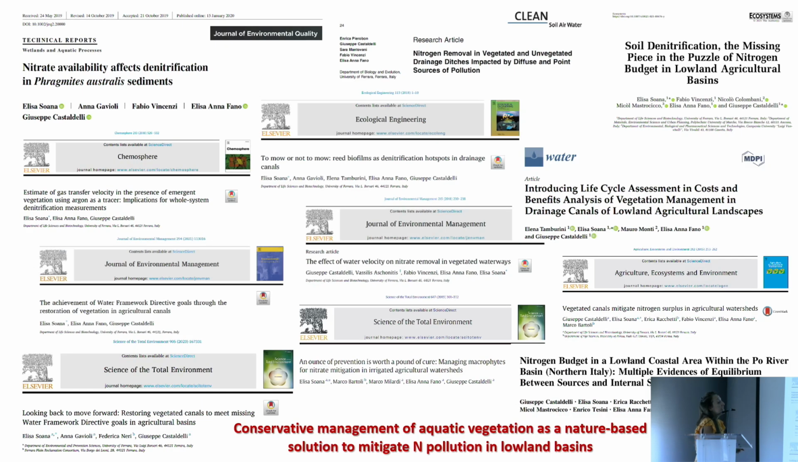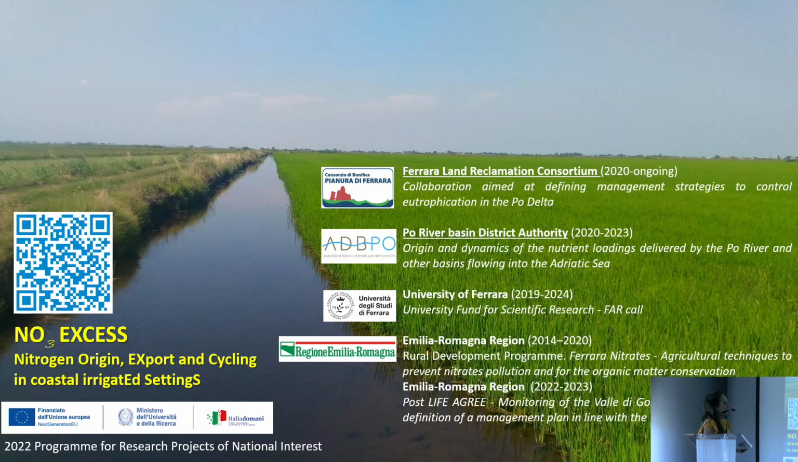This is some of the literature that we produced in the last more or less 20 years, where we propose the restoration of vegetation, the aquatic vegetation in canals, as a nature-based solution to try to mitigate pollution in the lowland basin.